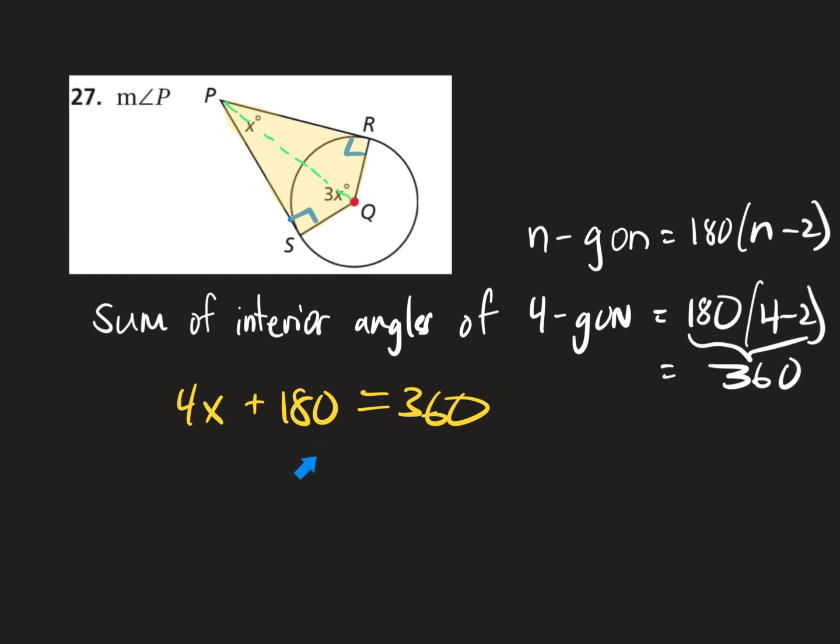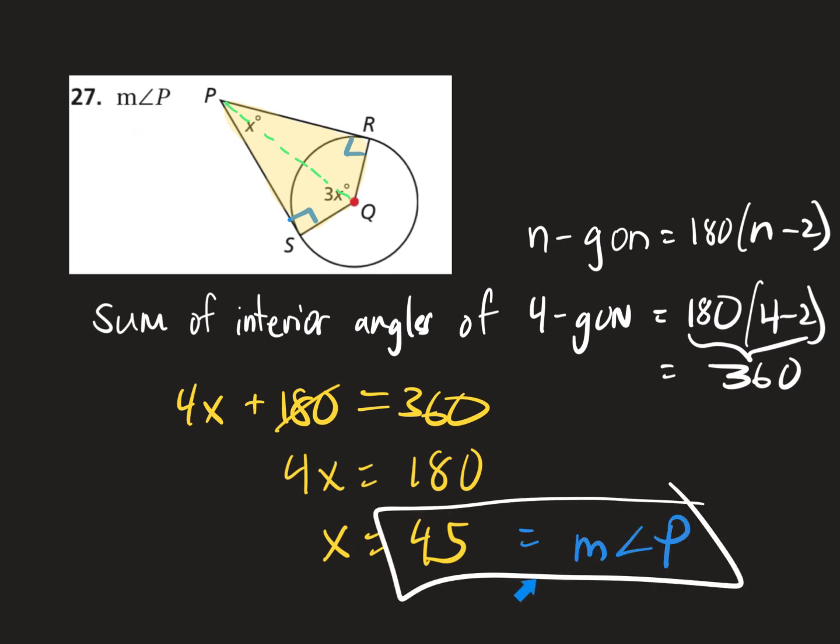And now we can solve this for x by subtracting 180 from the left and subtracting 180 from the right, dividing both sides by 4, and x is 45, and x happens to be the measure of angle P, 45 degrees. And there it is.